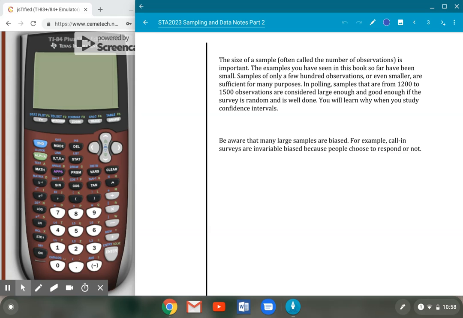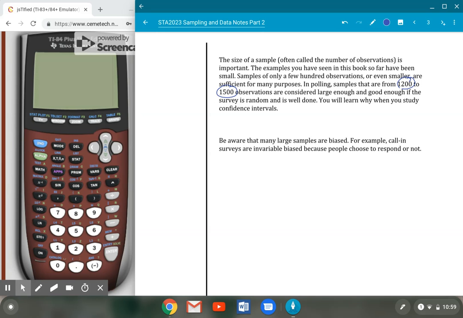The size of the sample is important. The samples we've looked at so far have been fairly small, only a few hundred or so. In polling samples that you see in the news, usually you'll see somewhere between 1,200 and 1,500 observations. Those are considered large enough to get enough results to talk about a very large population. As we progress through the course, we'll talk about what a minimum sample size would be depending on the test that we're running. As well, keep in mind that very large samples may be biased.